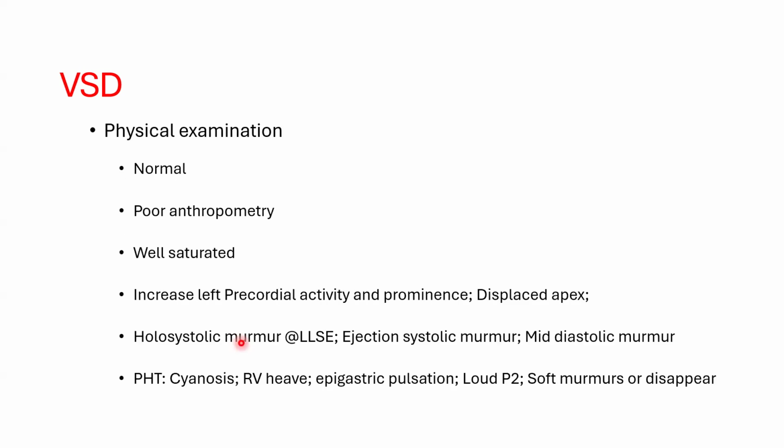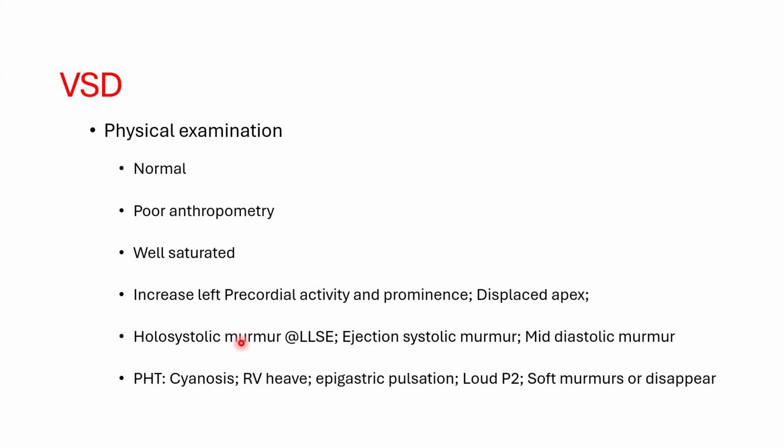Physical examination is dependent on the size of the defect, but typically they are well saturated. They may show signs of precordial activity with displaced apex if they're in heart failure. They typically will have a holosystolic murmur at the left lower sternal edge, or an ejection systolic murmur if the defect is so big. In that case, the murmur is not arising from the VSD, but rather from the increased pulmonary blood flow. They may also have a mid-diastolic murmur, which is also functional, and that is because of the sheer volume of blood returning from the pulmonary veins into the left atrium. And that's what causes a diastolic murmur.